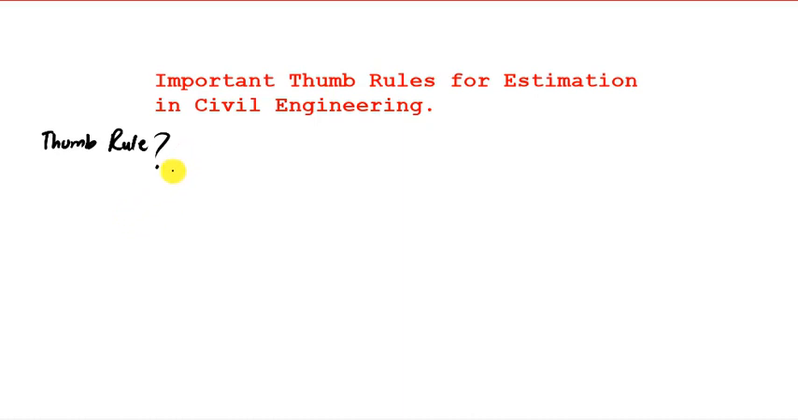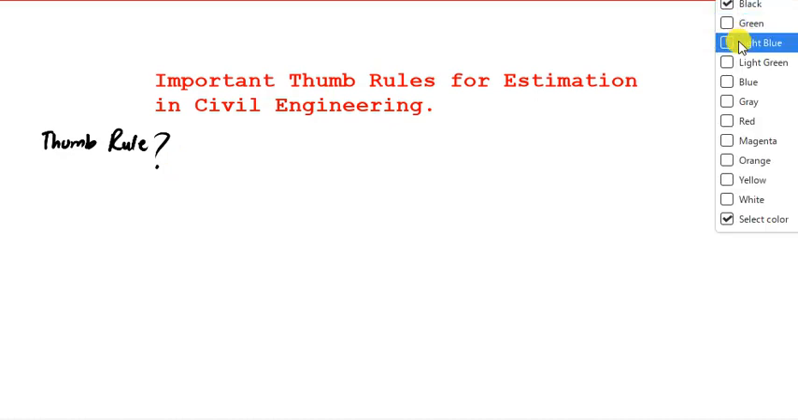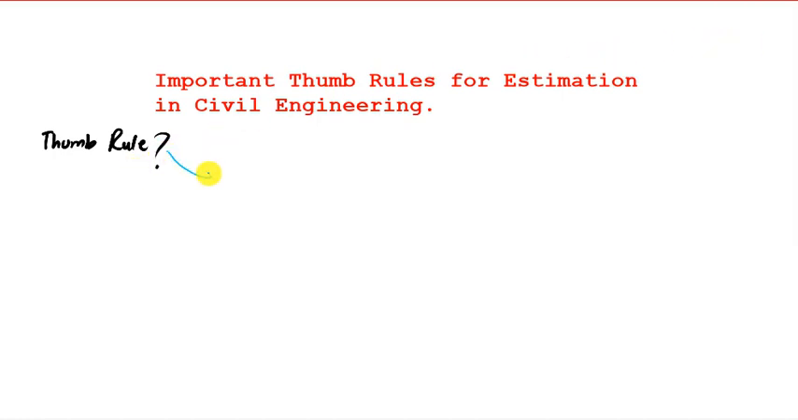Thumb rules are actually some sort of appropriate or approximate values. And thumb rules usually have no units. You need to remember these 2 points. So we use the thumb rules for almost every calculation, right?